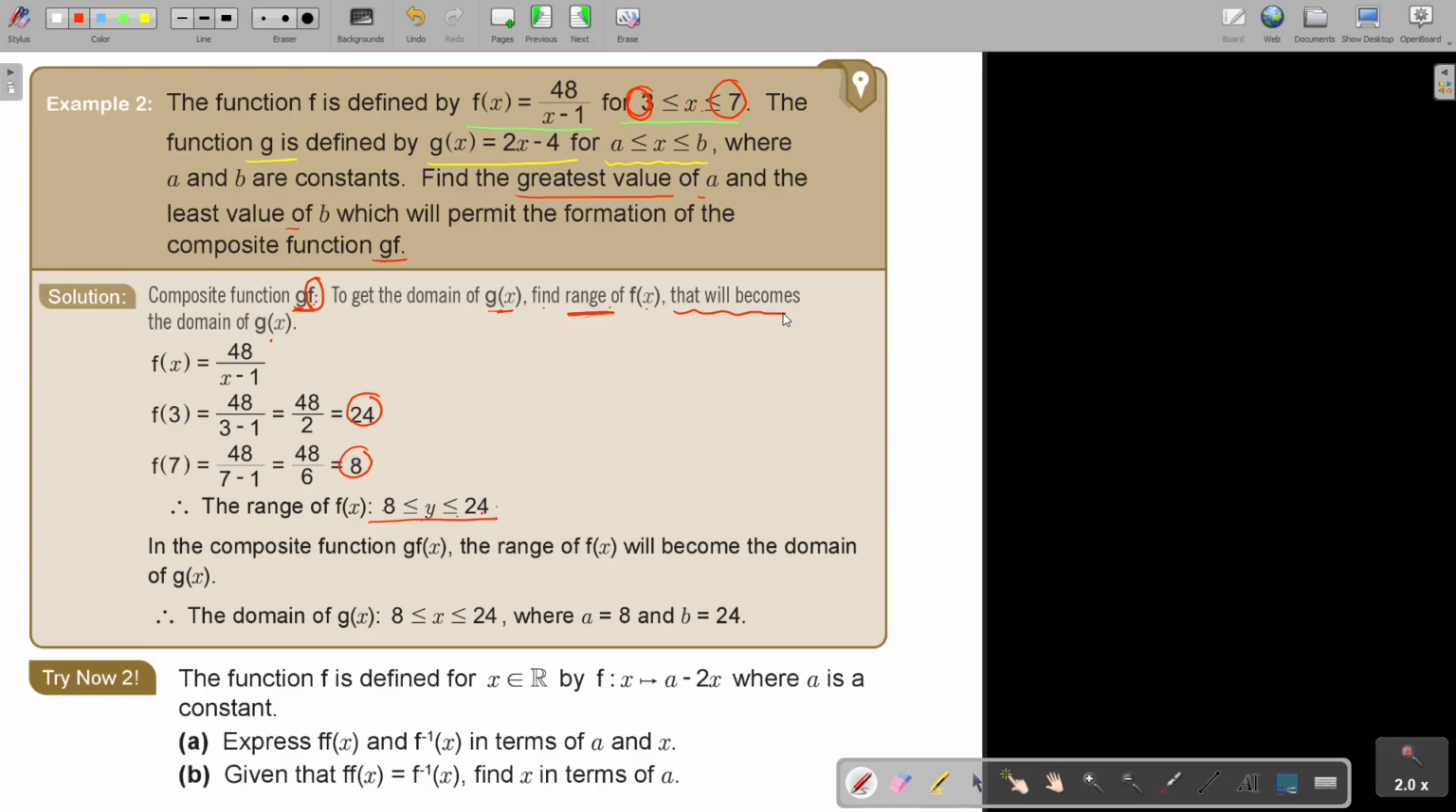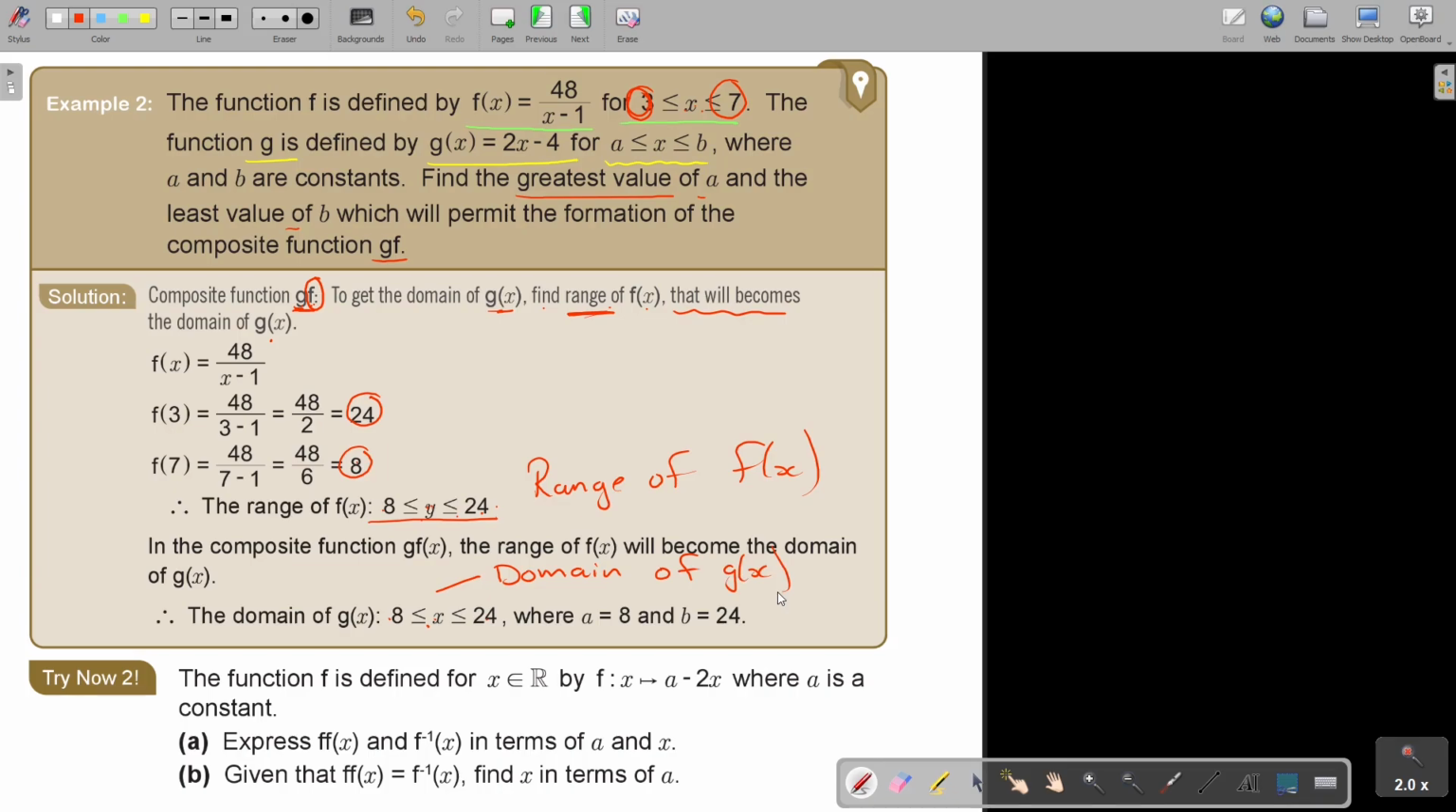So if for the composite function the range will become the domain, then this will just become the domain because it's going to be the inputs now in g. So it's going to be 8 and 24. So instead of writing the y, because that was the range of f(x), this is now the domain of g(x). And that is the values that they want.